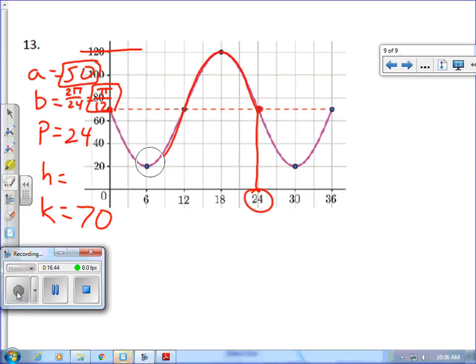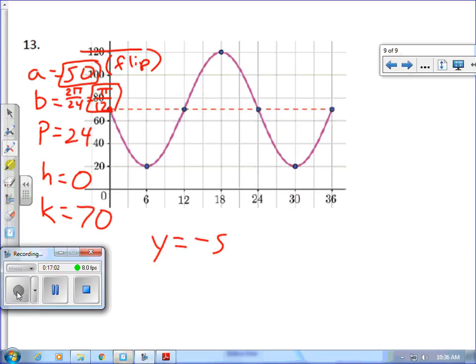Kind of depends on if I'm going to call this sine or cosine. If I call it sine and just flip it, that would be the easiest thing to do. So then I have no horizontal shift, and I just need to make sure that I flip when I write it. So sine, y equals negative 50 sine, and I don't have a horizontal shift, but I do have b as pi over 12 times x plus 7.